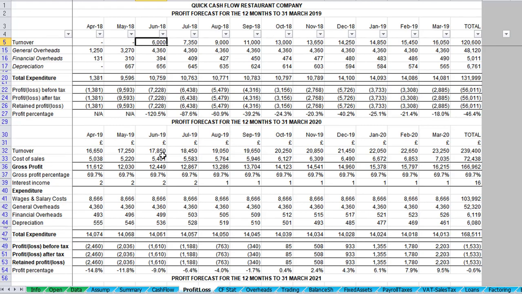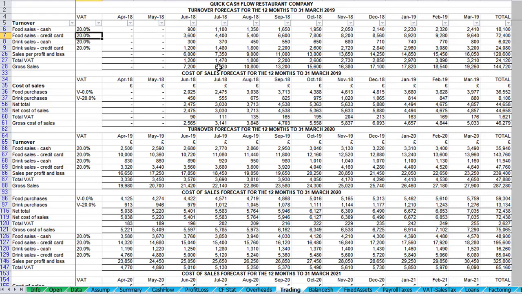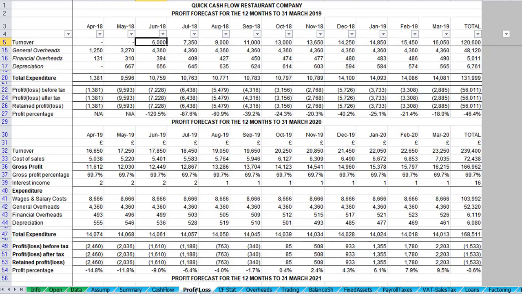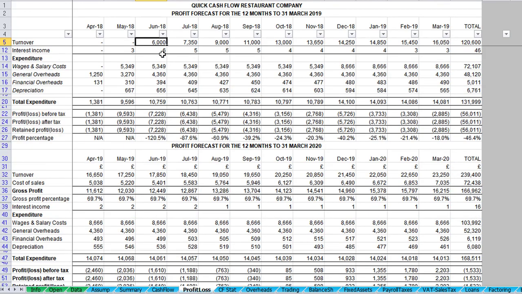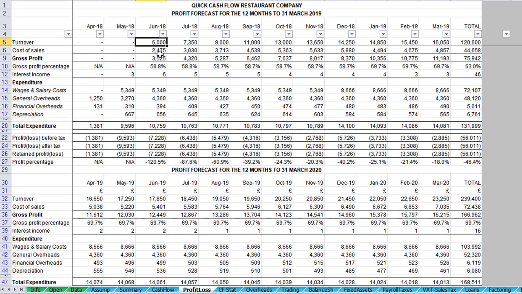So if anyone wants a breakdown of that, you can see the breakdown. And similarly with your cost of sales. So you've got your net total of 2475, which if you go across to here, 2475 cost of sales.